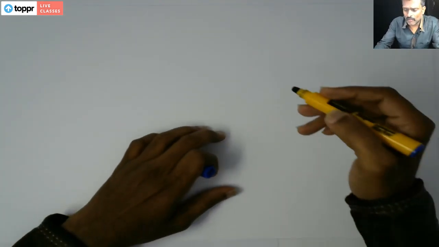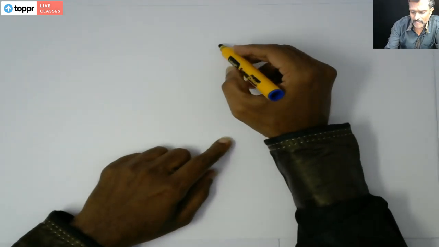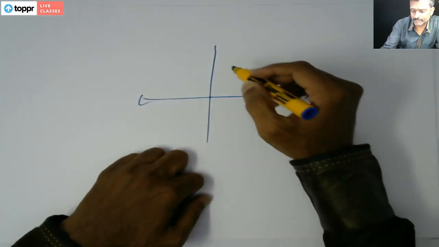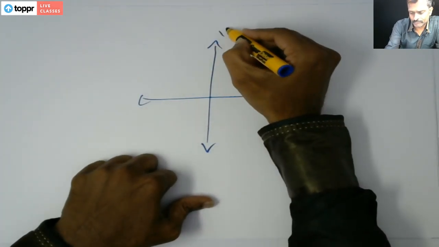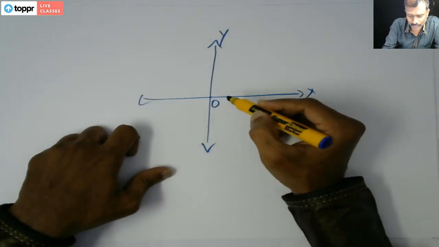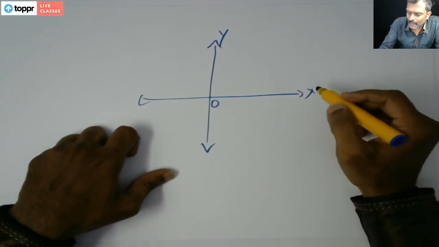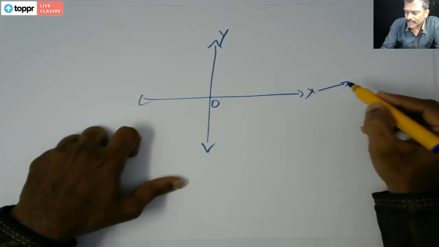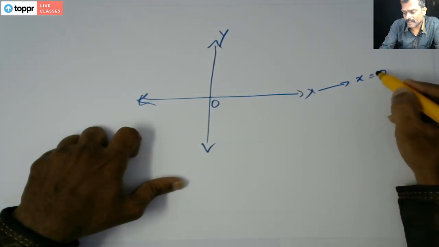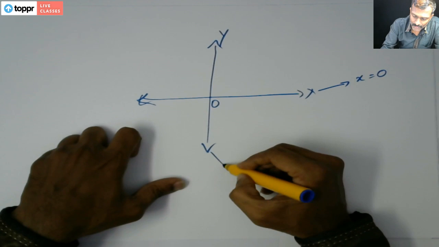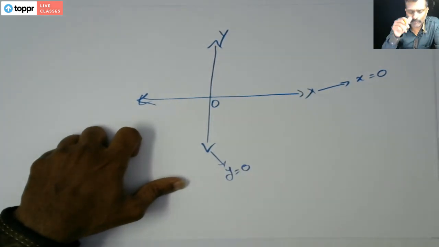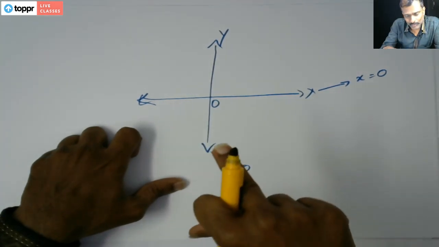So we all know the coordinate system of axes, right? The x-axis and y-axis. This is the x-axis and this is the y-axis, the vertical one. And the equation of the horizontal line is nothing but x is equal to 0, and the equation of the vertical line is nothing but y is equal to 0. So these are the basic two equations.